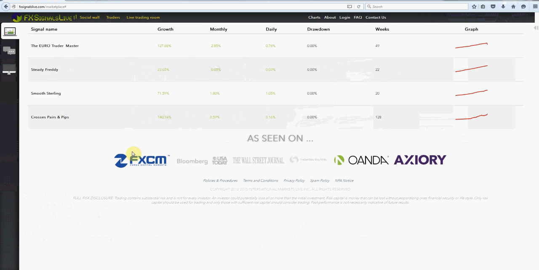So now you're looking at a trade copier. All right, so say, for example, if you go here, Steady Freddy has been trading for 22 weeks. But let's go for crosses, pairs, and pips. He's been trading for 128 weeks with them.